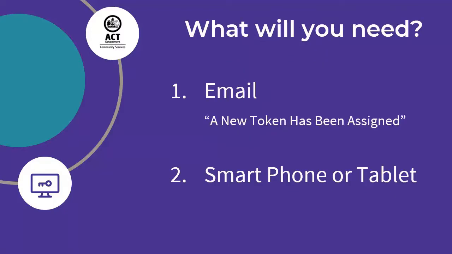What will you need? To complete this process, you'll need: 1. An email. This email was sent to you at your @act.gov.au email address with the subject line, "A new token has been assigned." And 2. You will need a smartphone or a tablet, Android or Apple. Some smartphones will be too old to complete the process.